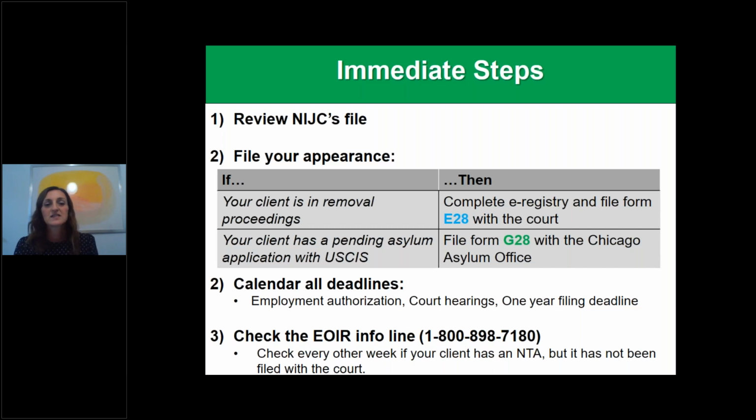And then the last thing we list is to check the EOIR information line. The number is listed there. This is basically just an automated hotline, which allows you to call and check on your client's court date. So if your client already has a court date, it's good to check in on that deadline. If your client has what's called a notice to appear, which is a charging document, but that charging document has not yet been filed with the immigration court, you're going to want to check on that regularly to see if that document has been filed with immigration court, because that is the point that you're going to know that your client is in removal proceedings.